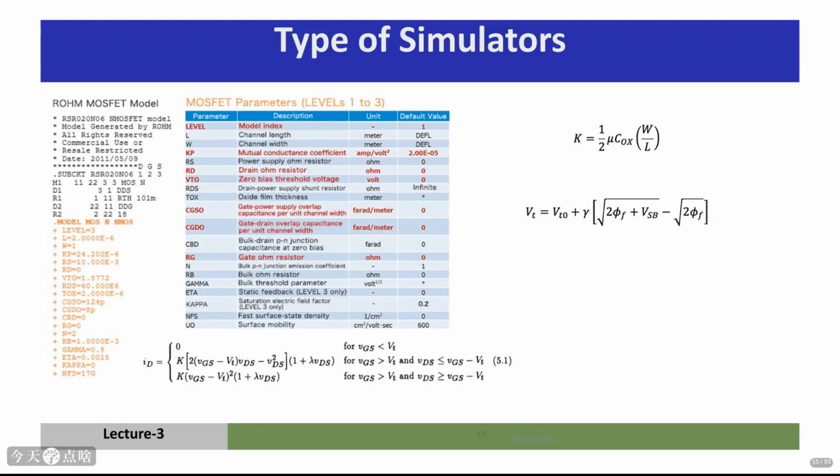Let's peek under the hood at a typical component model. Here's a snippet from a ROHM MOSFET model. It's basically a list of parameters that define the transistor's behavior. Level equals 3 tells you it's using a specific model type. L, W, KP, VTO, TOX, CGSO, CGDO, and so on.